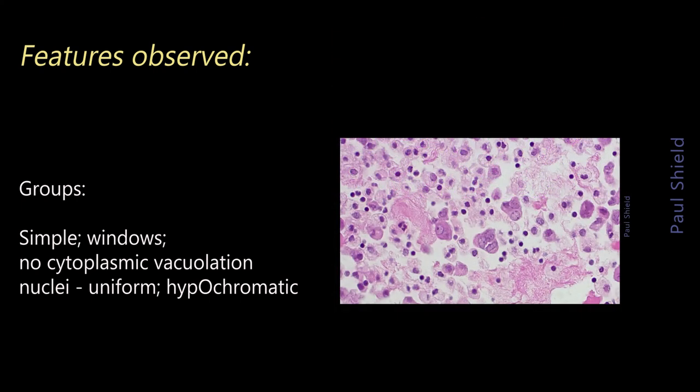We did a cell block, and this showed very similar findings, so really no groupings of cells at all that were organized in a glandular fashion. Prominent nucleoli in some of them and little cell windows, but in keeping with benign findings.